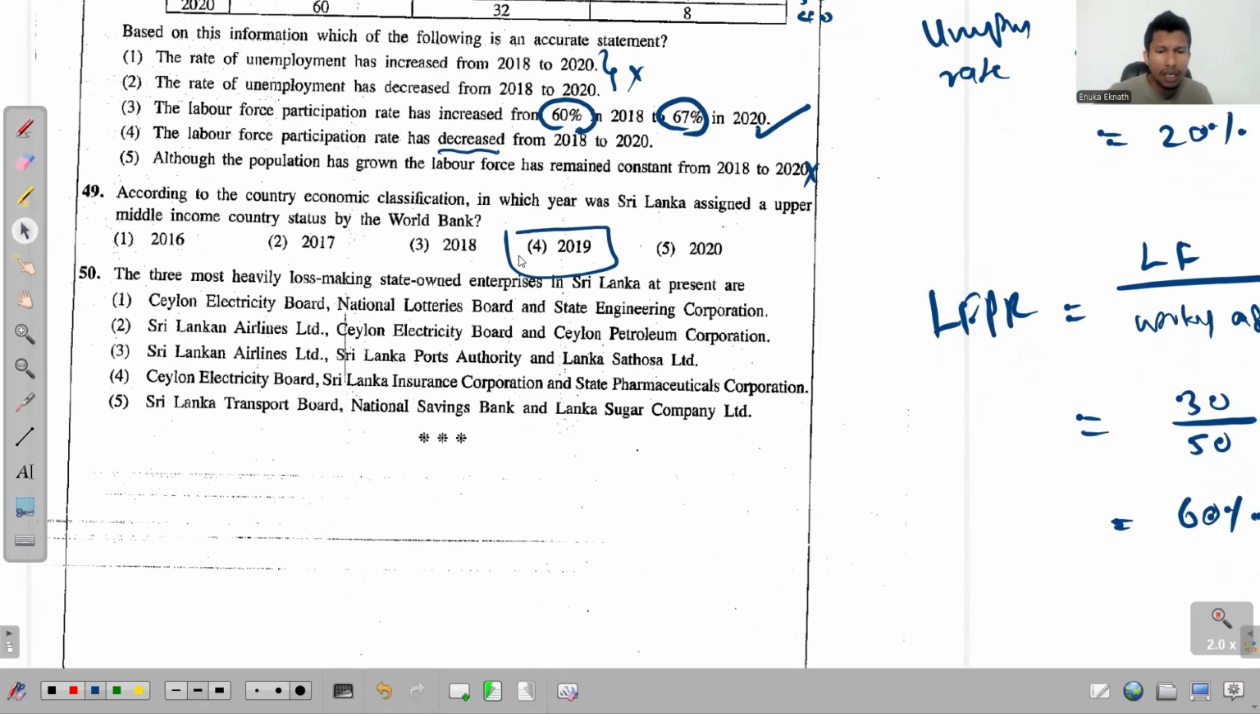Right. And look at this last one, the 50th. The three most heavily loss-making state-owned enterprises in Sri Lanka at present. Okay, so we'll skip this one because this answer will not be relevant for your A-level year.